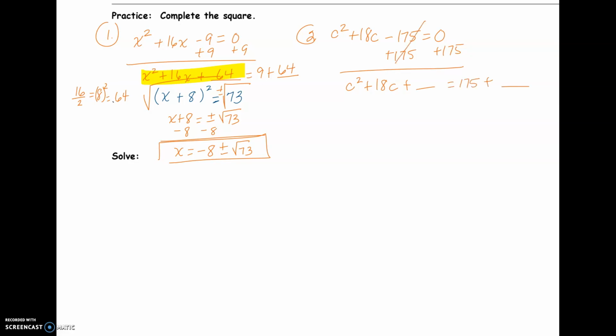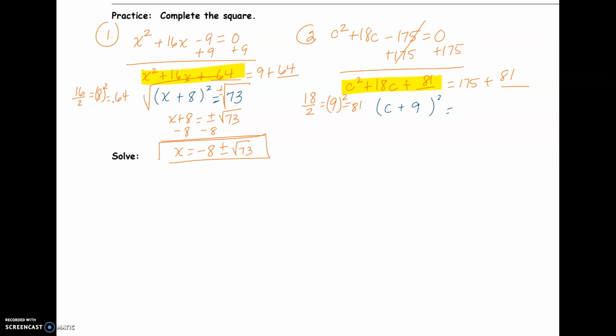How do we get that something? We take half of b. b is 18. We divide it by 2, we get 9. Then we square it. That is 81. We add 81 to both sides. That's step 4. We've created a perfect square trinomial. We turn it into the square of a binomial. The square root of c squared is c. The square root of 81 is 9. If I double that and multiply, I get 18.